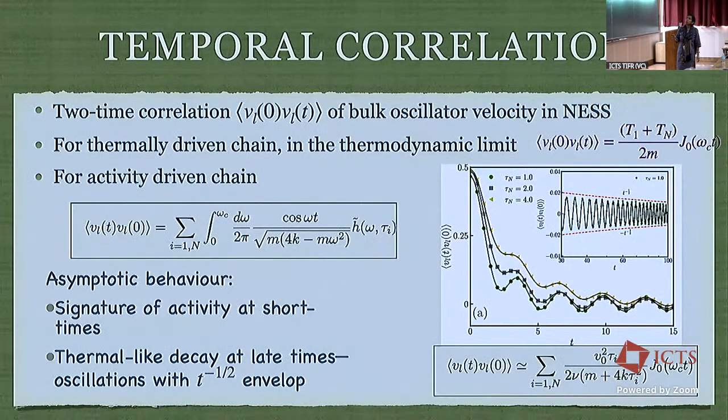We can also look at temporal correlation. Once again, we can compute it. You don't need to remember the exact forms, but this is also different than in the passive case. Particularly at short times, these oscillations are emerging. There are also oscillations in the passive case, but the actual form is different. So the two-point correlations in both space and time retain the information about activity.